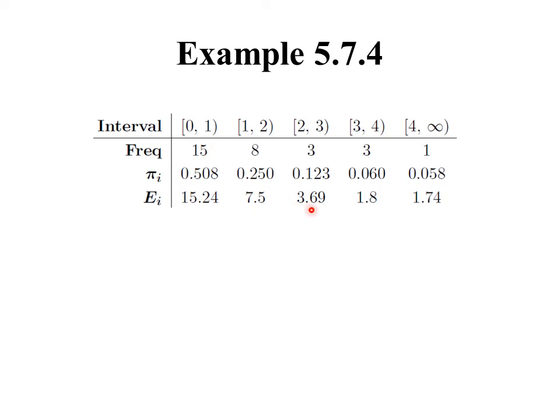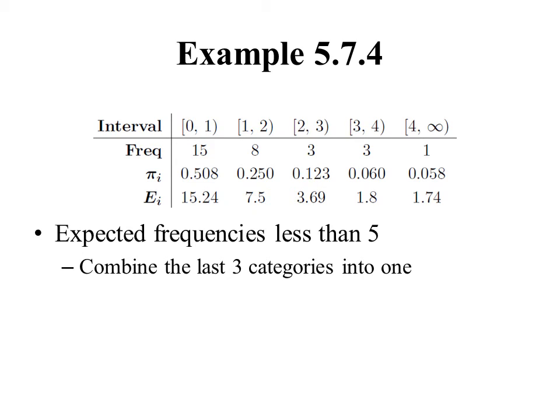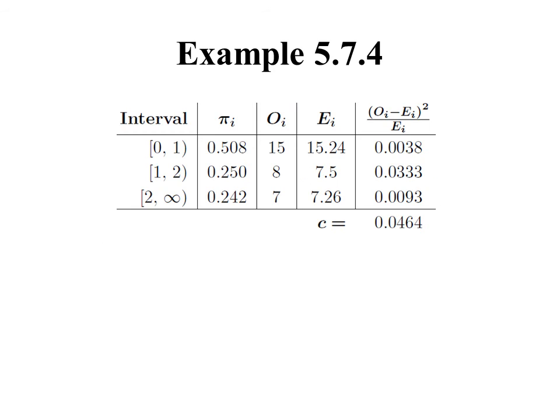Now, we note here that these last 3 expected values are all small. They're less than 5. And so one of our requirements for the goodness of fit test is that each of our expected frequencies be greater than 5. So we don't meet that requirement. And so to overcome that, we're going to combine these last 3 categories into just one big category, the interval from 2 to infinity. And so if we do that, we're going to get this table here.